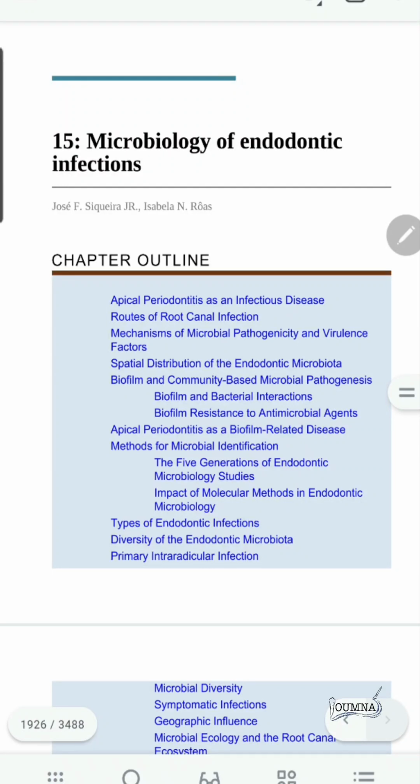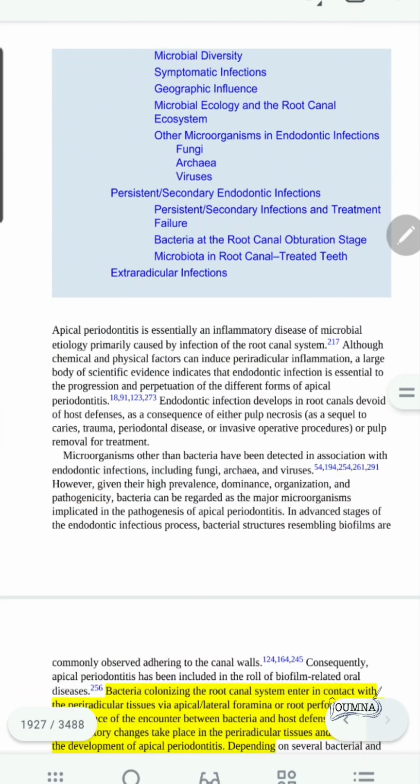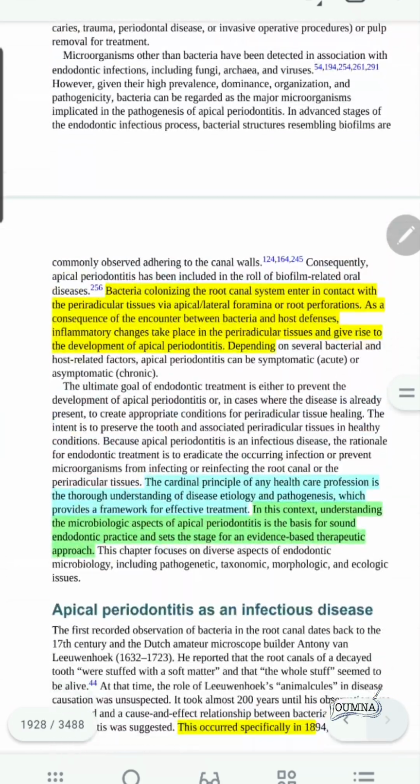Hello, and welcome to the episode titled Microbiology of Endodontic Infections, where we see under the microscope the interaction between the bacterial invasion and the pulp defense in the root canal.